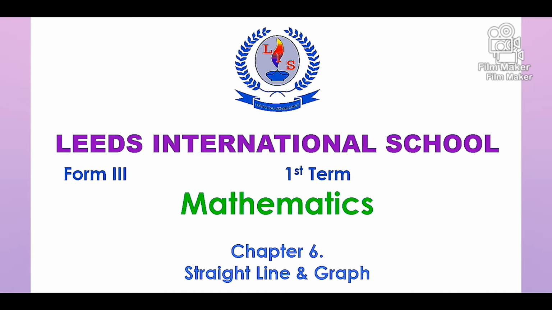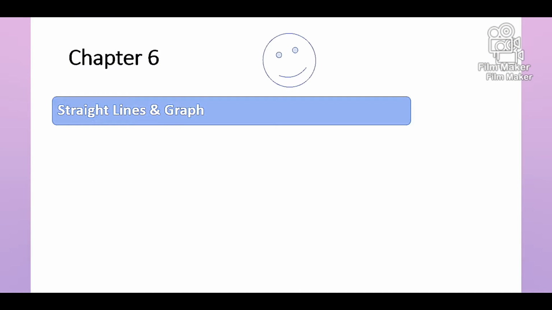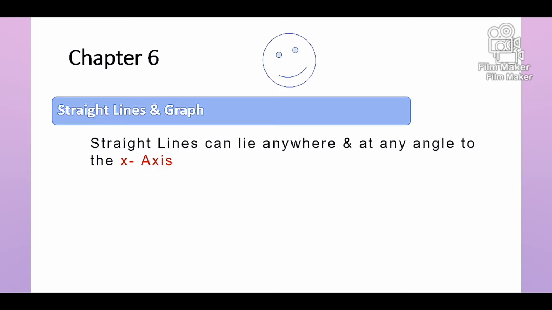Today we have a lesson for Form 3 students for the first term mathematics, straight line and graph, which is chapter 6. So we'll turn the page and we'll see chapter 6. The topic is straight line and graph. Straight lines can lie anywhere at any angle to the x-axis.